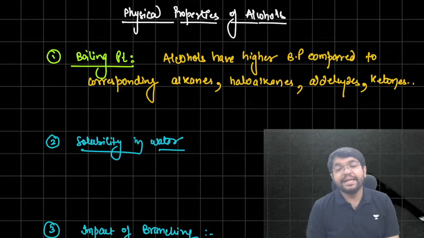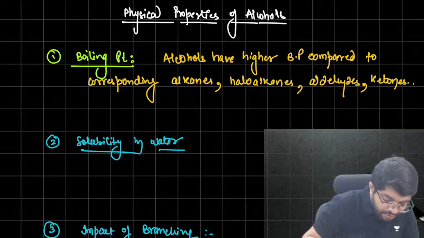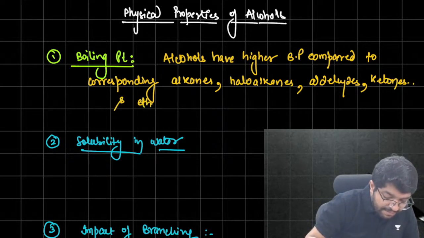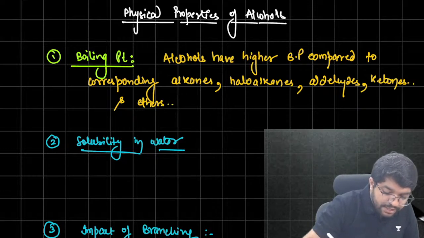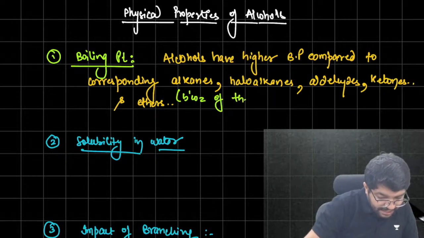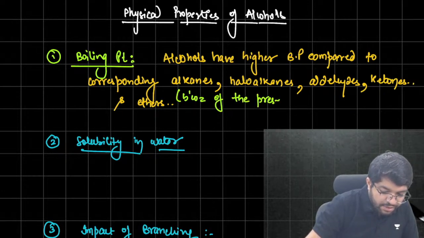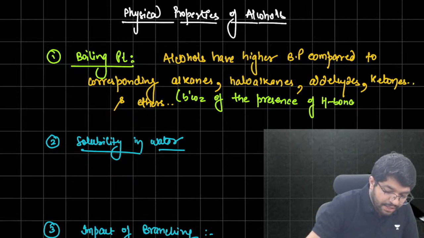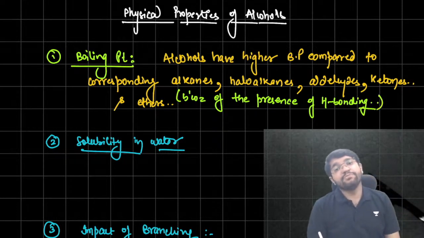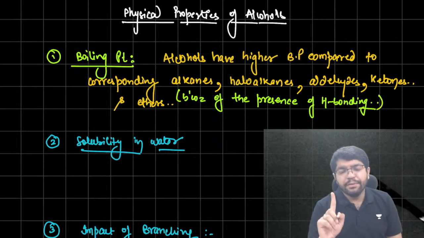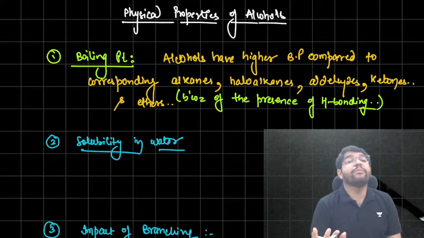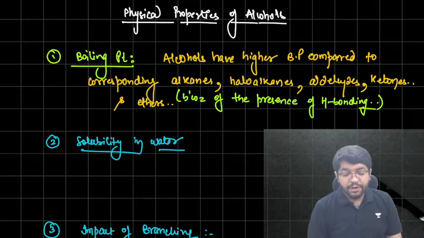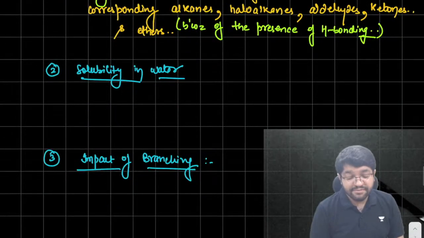Alkanes, haloalkanes, aldehydes, ketones, and ethers also. Why? Because of the presence of H bonding. Point number one: alcohols have a higher boiling point. Point number two, same stuff.